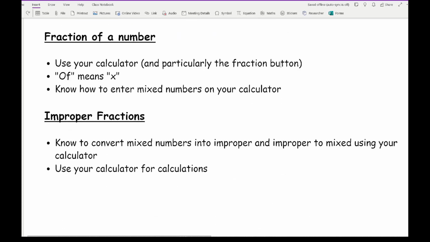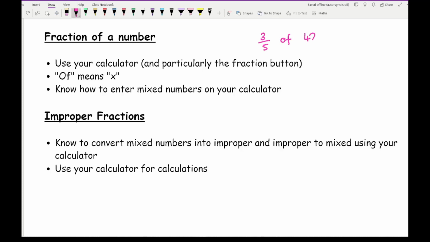Moving on to fraction of a number. Now again, you can work out fraction of a number using your calculator, so make sure you're doing this. Remember, it is a calculator paper. The word of means times, and you also want to know how to enter mixed numbers on your calculator. So for example, if I just made up a common question, so let's say I wanted to work out 3/5 of, let's say, £42.